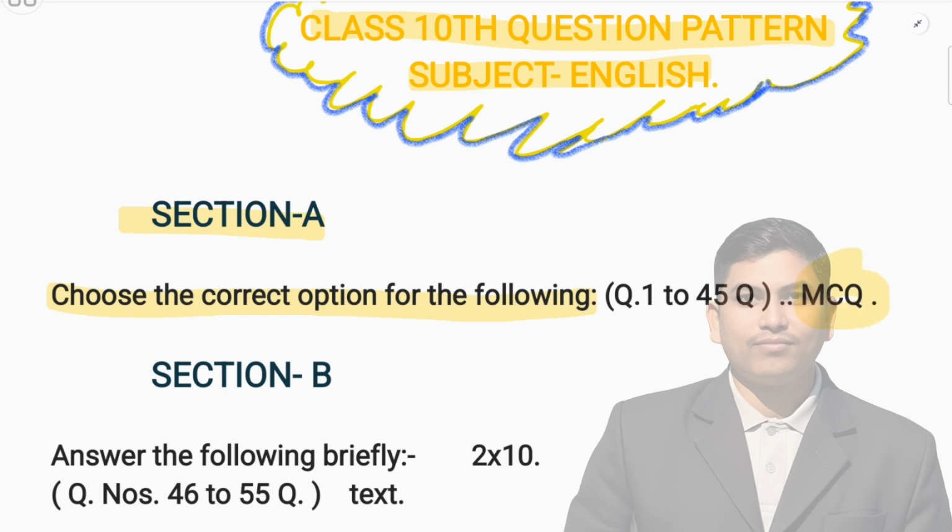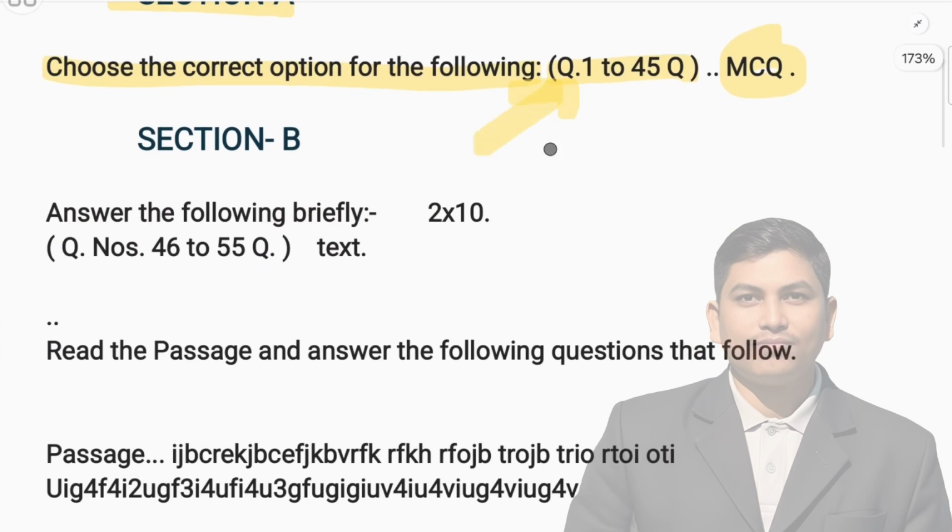There will be a total of 45 questions. So question number 1 to question number 45 will be MCQ. In this part you have to write the MCQ portion. That means the format will be given.